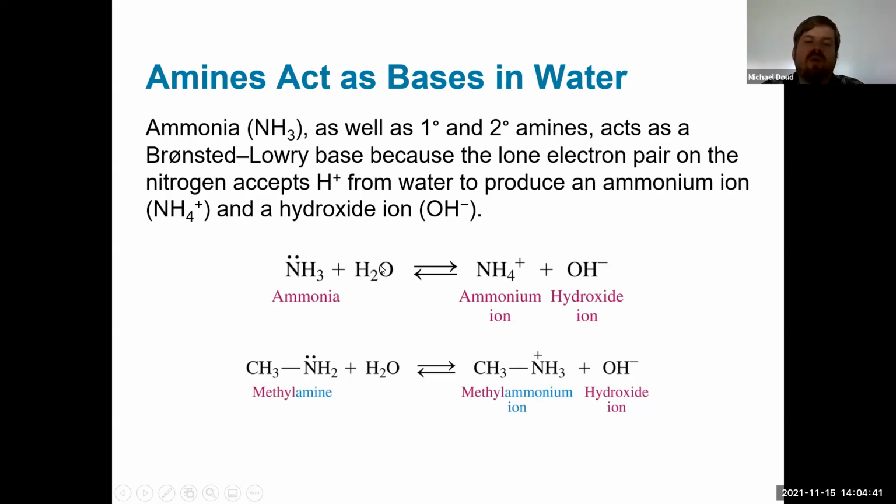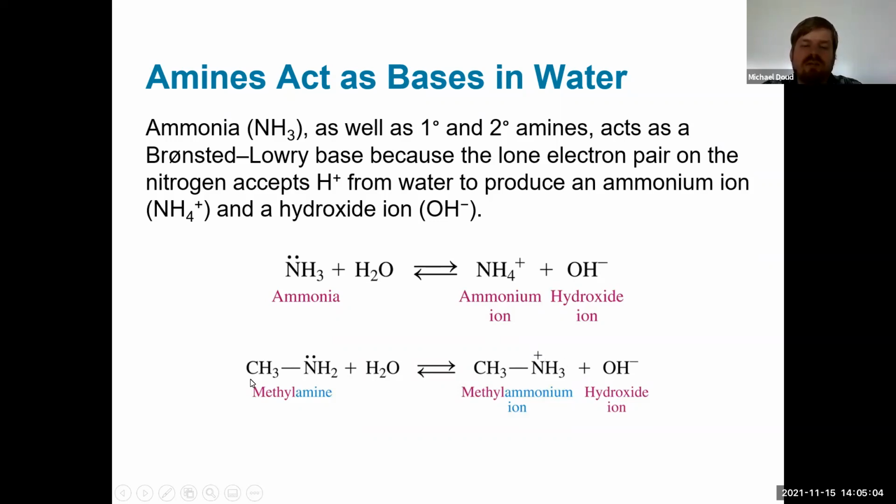And that means the water is acting as an acid, to give its proton to ammonia. And that leads to the ammonium ion and hydroxide ion. Now, it's not just ammonia that can do that. Any amine can do it. So for example, methylamine here, which is just a methyl group on an amine, can also act as a base and form an ammonium ion.